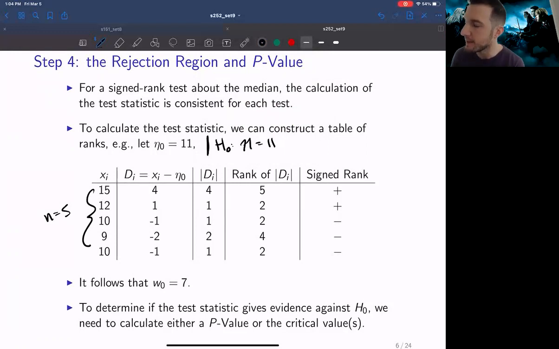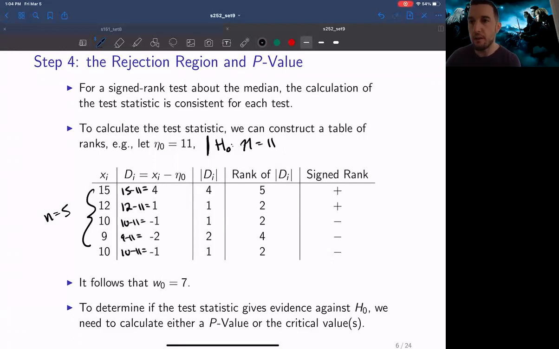Now, how does this work? First, take the difference between the observed value and the hypothesized median. So here we have 4, because 15 minus 11 is equal to 4. Then we have 1: 12 minus 11 equals 1. Then we have negative 1: 10 minus 11 equals negative 1. Then we have negative 2: 9 minus 11 equals negative 2. And then we have negative 1 again: 10 minus 11 equals negative 1.